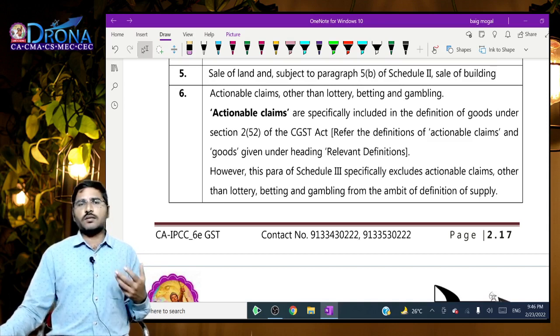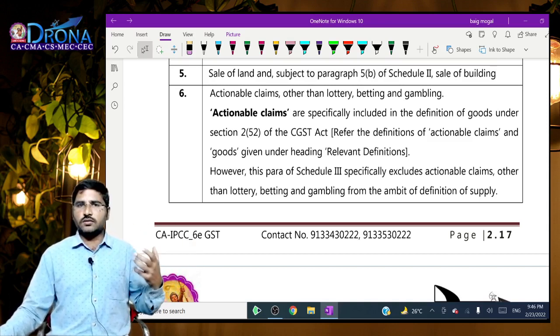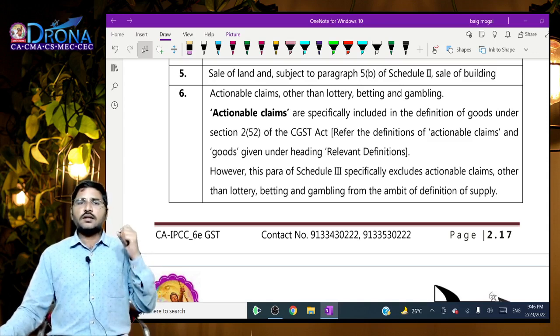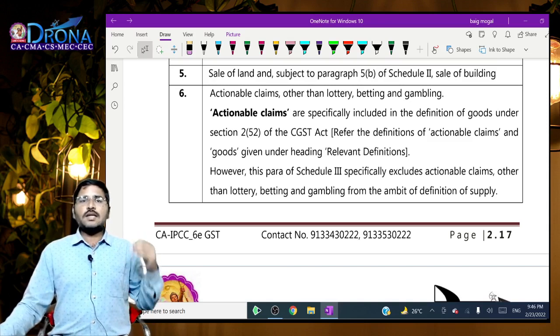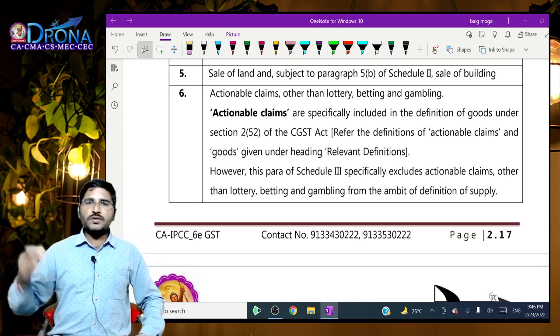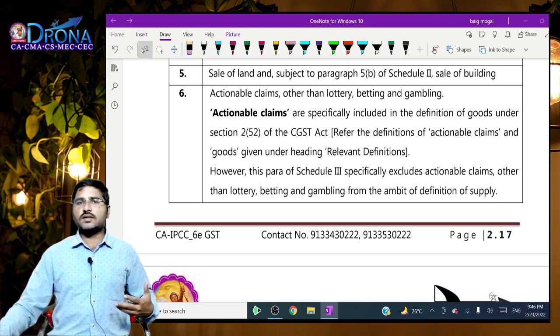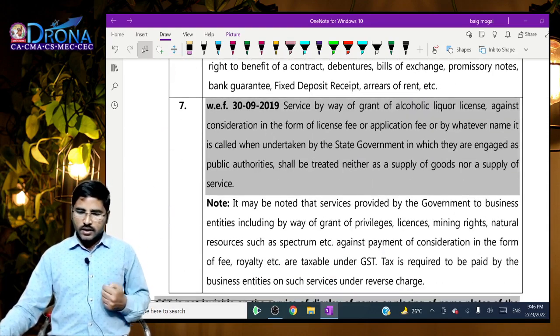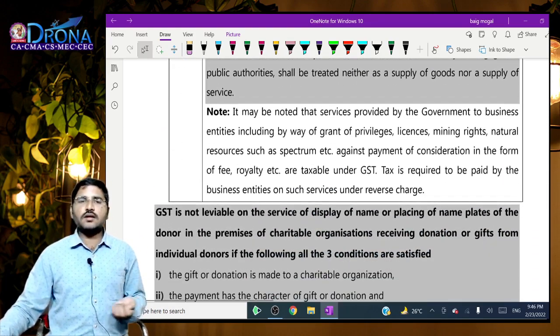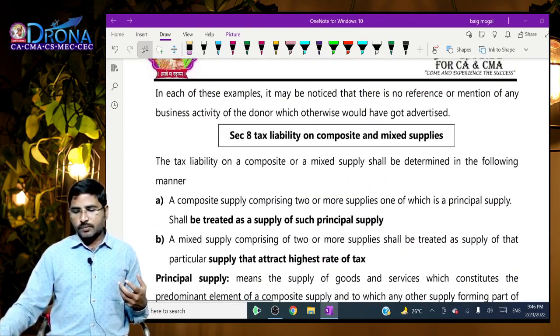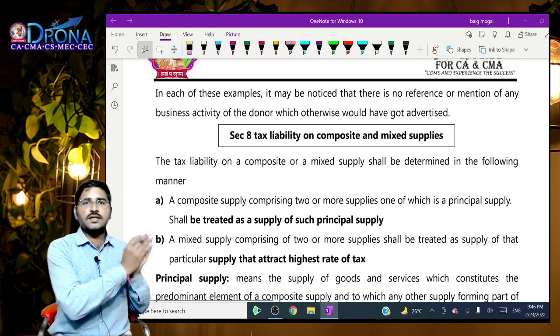And the last one, actionable claim. Actionable claim we discussed as a good, but it is neither a supply of the good nor a supply of the service. But one thing, the lottery, betting, gambling, only these three elements will become supply of the good, and the remaining promissory note, bill of exchange, check, these elements won't be treated as a supply of the good or service, being covered under the negative list. And apart from that, one more thing we can say is that the liquor license granted by the state government is neither a supply of the good nor a supply of the service. So this is the concept of section 7.